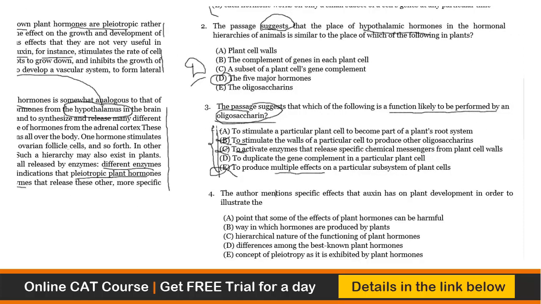So there are only two choices: to stimulate a particular plant cell to become a part of the plant's root system, or to duplicate the gene. Now the problem is that many of you might mark D and many of you might mark A. The answer definitely is A. And why is it A? Is it duplicating the gene? No, it is not duplicating the gene.